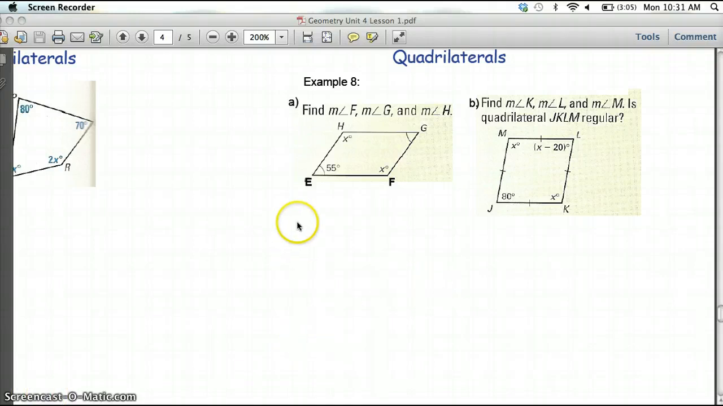So Ms. Payne and I have done 2 examples for you, and we would like for you to go ahead and do example B. Bring that in for homework along with your notes.